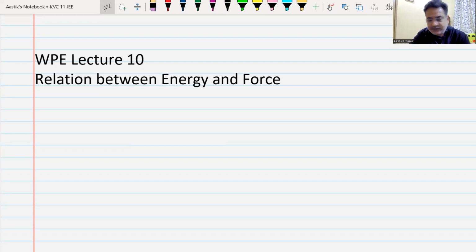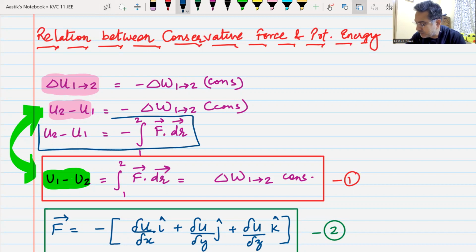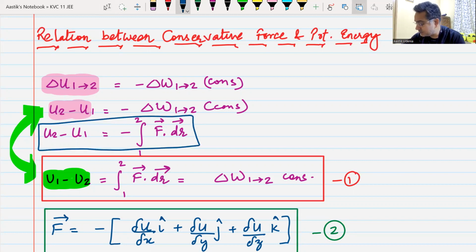I guess in the last class, we had seen how we can find out the change in energy, or the difference in energy, if force is given to us. And we had seen this relation: U2 minus U1 is negative of the integral of F dot dr. Do we remember this relation? Relation number 1. Yes or no? That was, if you have force, how will you find out the change in energy?